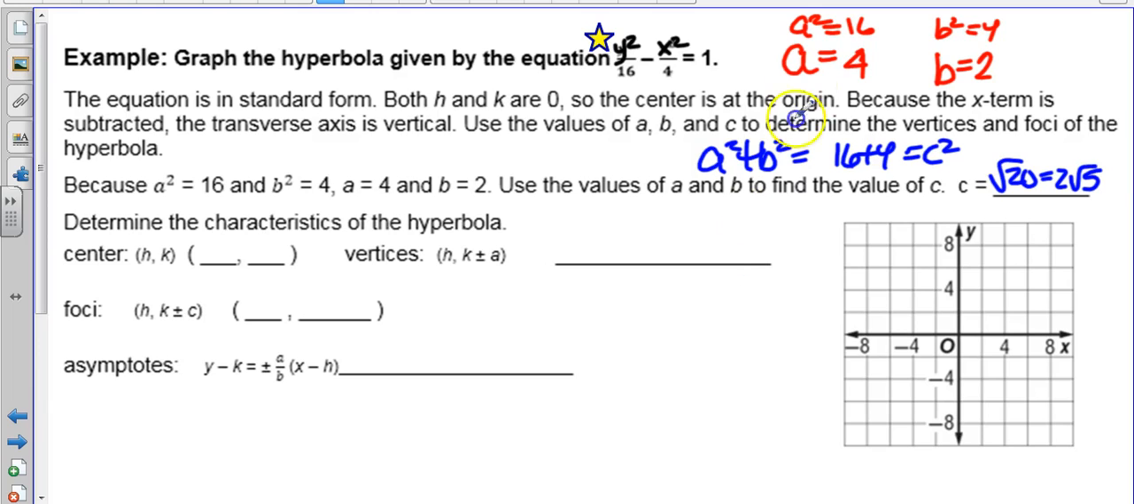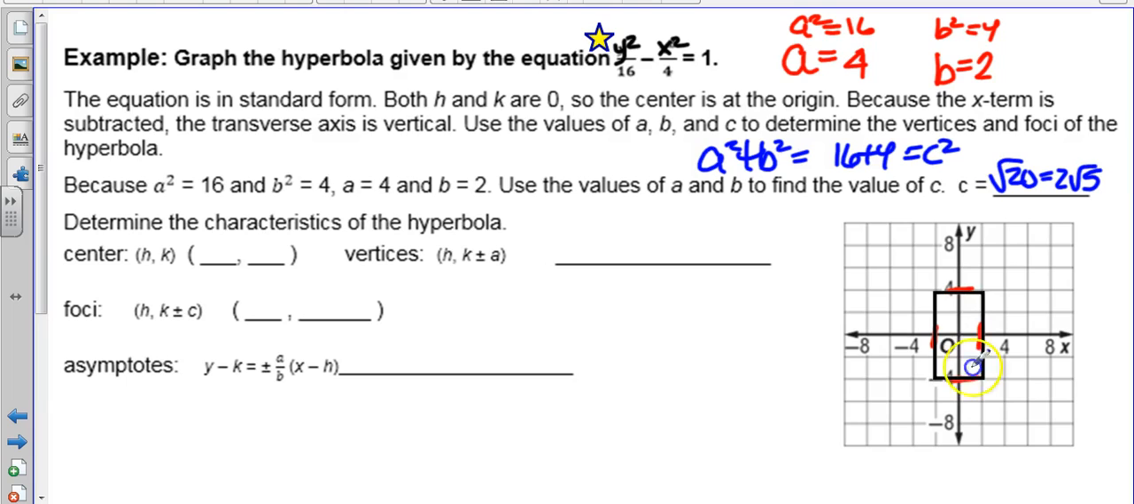All right, what is a, this 4, telling us? 4 which way? 4 up and down, because it's underneath the y. So 4 up and down. Under the x is a 4, which means 2 is our b value, so we go out 2 either direction from the origin. It's not always going to be from the origin, but for this question, the center was just at the origin.